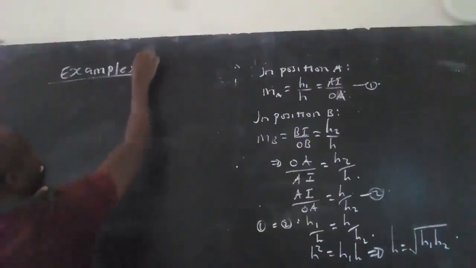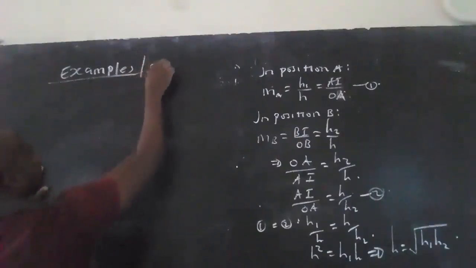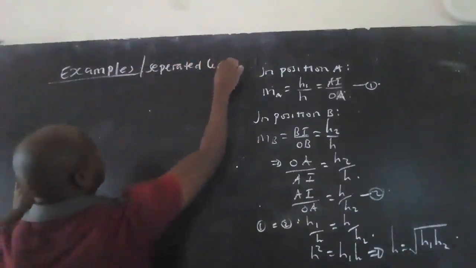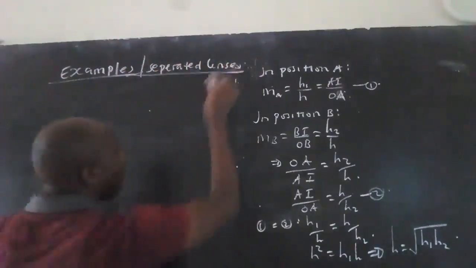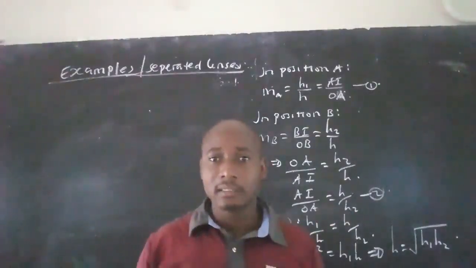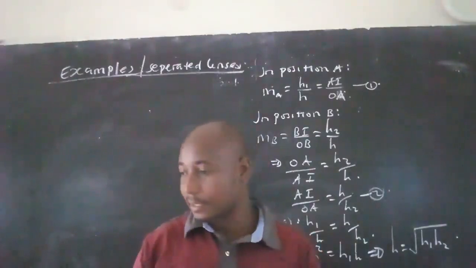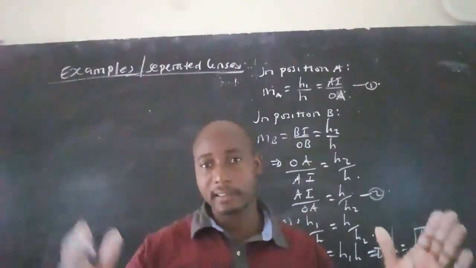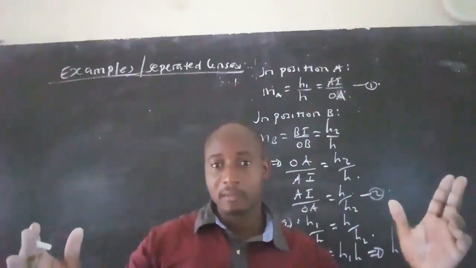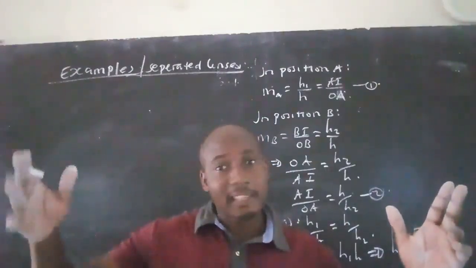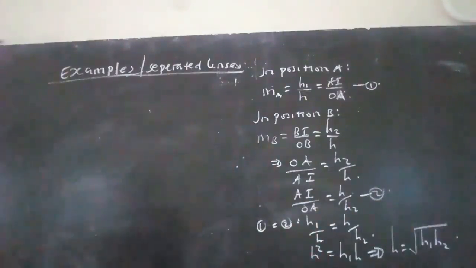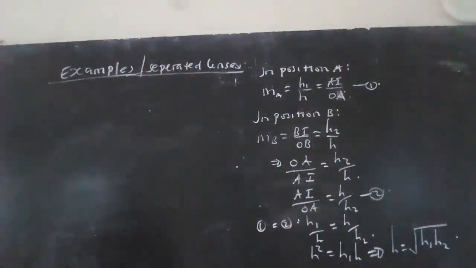This is concerning separated lenses, or we can say coaxially separated lenses. So here you have a lens here and another lens here, so that an object is present in one of them. One lens forms an image, but that image will act as object for the second lens, and then the second lens forms the final image. So let us look at examples.